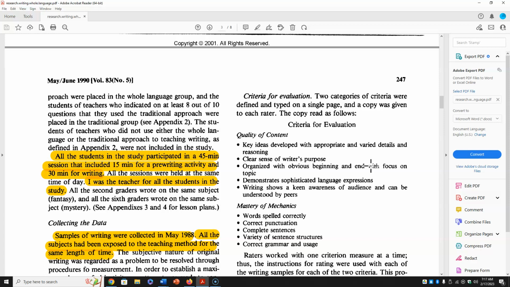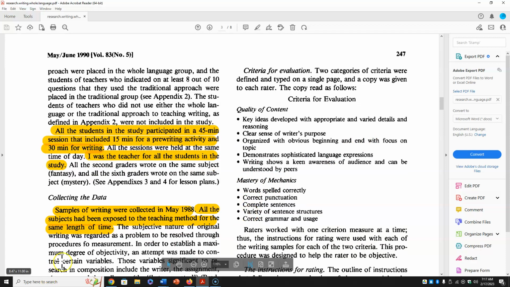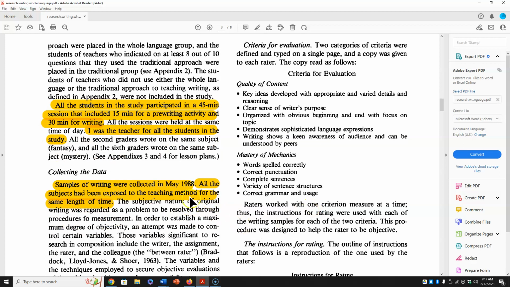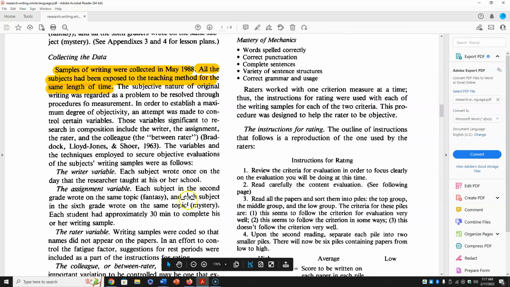All right, so that was the treatment or the conditions. They were with a teacher who was in one of the two, and obviously we can't control for a lot of variables here, but it is an interesting study nonetheless. All right, and I was the teacher for all the students. She was the teacher who went and administered the 45-minute writing sample. Samples were collected in May. All subjects had been exposed to the teaching method for the same length of time. That was for the school year.